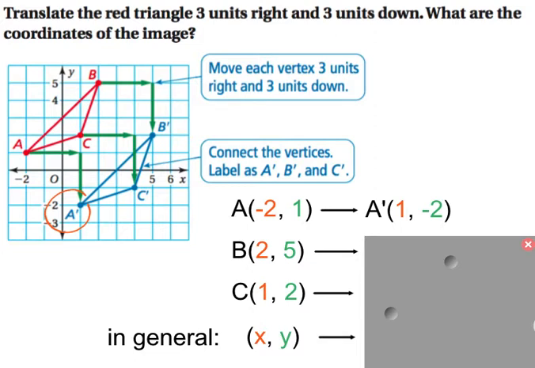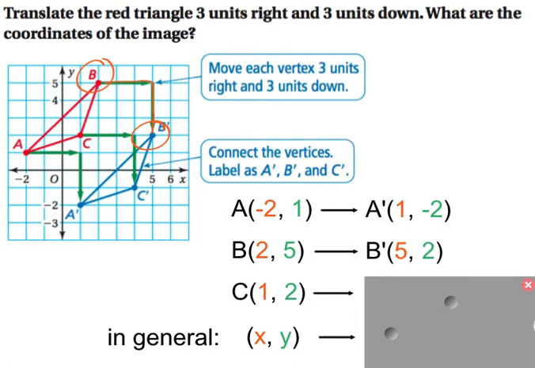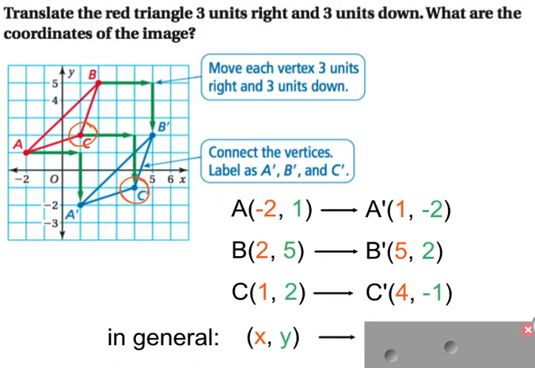Okay, that's interesting. Let's look at what happened to B. 2, 5, that's where B currently is. It moved over and down, and now it is at 5, 2. Okay, next we take C. C is at 1, 2, and it moves over 3, down 3, and now it is at 4, -1.